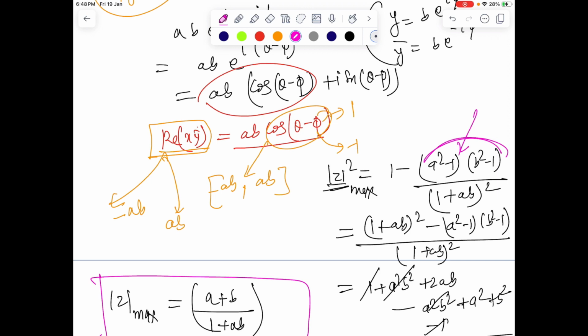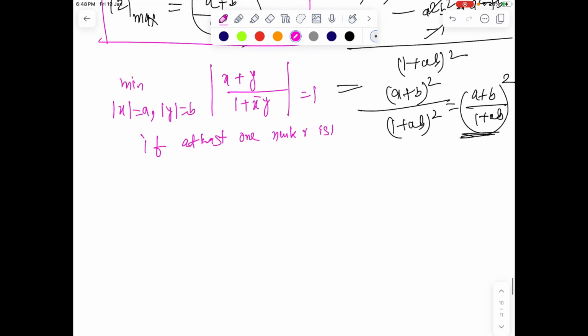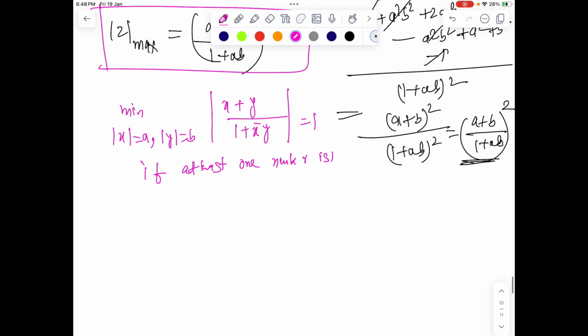Because you see, if at least one number is 1, this quantity will simply go. Right? Because if A or B is 1, this quantity will go. Fine. So mod z maximum or mod z minimum, directly you'll get 1. So here mod z minimum will be 1.